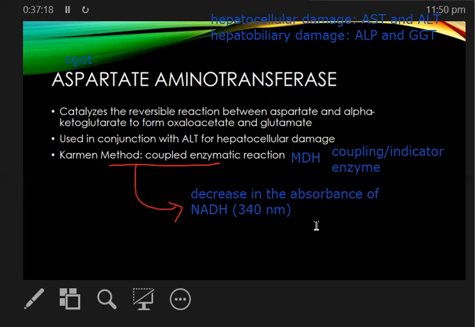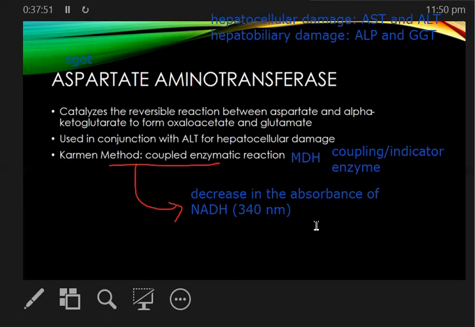For hepatocellular damage, we have your cirrhosis, what else? We have your hepatitis also. Those are examples of your hepatocellular disorders. In the laboratory, its application nowadays is really in hepatocellular disorders or diseases.